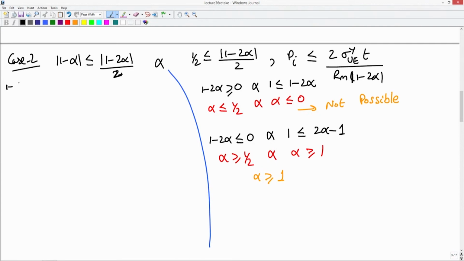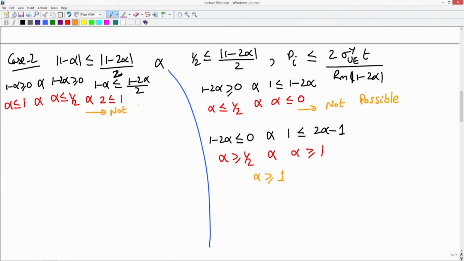First case is 1 minus alpha is greater than or equal to 0 and 1 minus 2 alpha is greater than or equal to 0, in which case I will have 1 minus alpha must be lesser than or equal to (1 minus 2 alpha) by 2. Both are positive, so I have indicated their positive values here and removed the absolute sign. Now, what will this tell us? This tells us that alpha must be less than or equal to 1 and alpha must be less than or equal to half and 2 is less than or equal to 1 is the condition we will get, which is not true. Hence, this is a not possible scenario. This is not a feasible scenario.